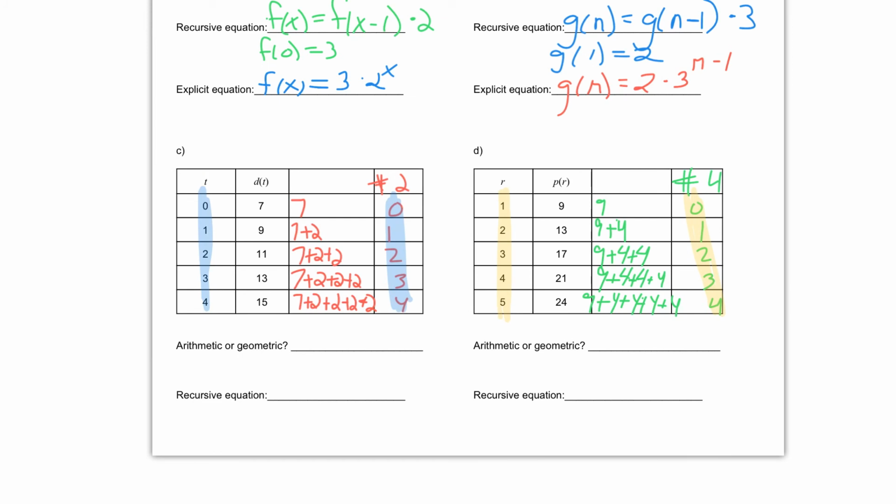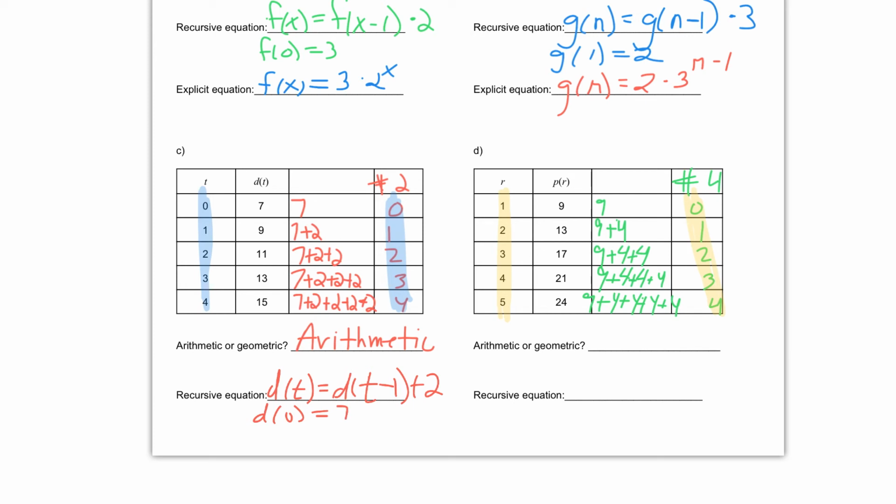So in letter C, first thing that I recognize is that I'm adding 2 each time. So that adding 2 each time tells me that I do have an arithmetic sequence. My recursive equation, this time I'm using d of t and t. So my recursive equation will be d of t equals d of t minus 1 plus 2. And then I do need to list that first term. So in this case it's 0. So d of 0 is equal to 7.